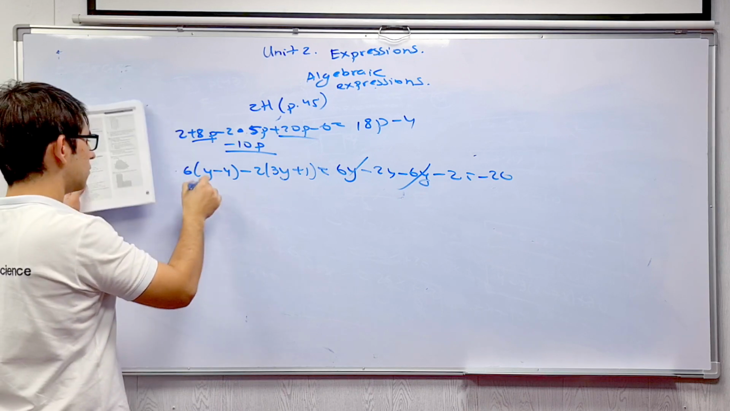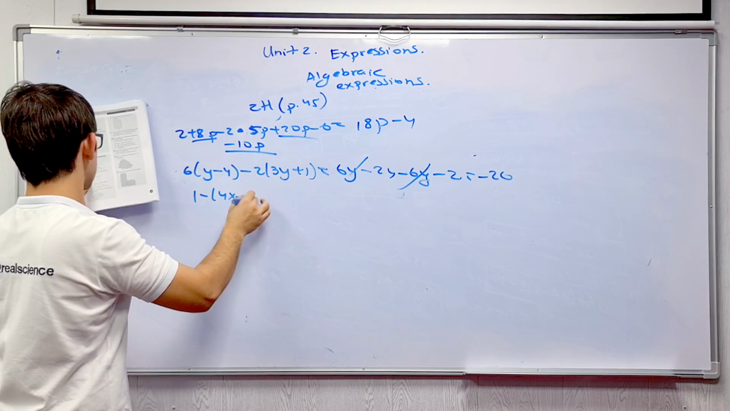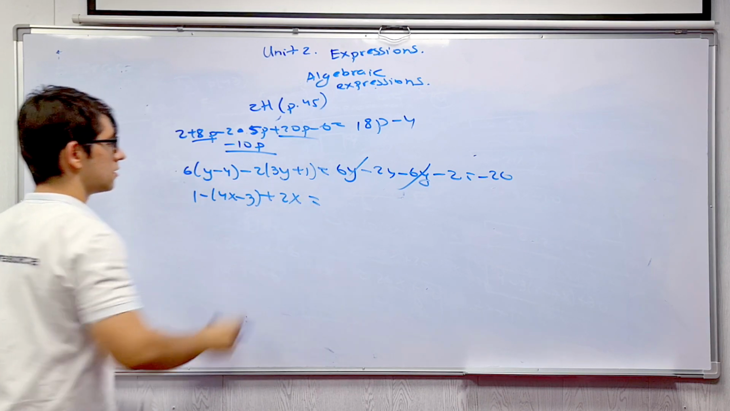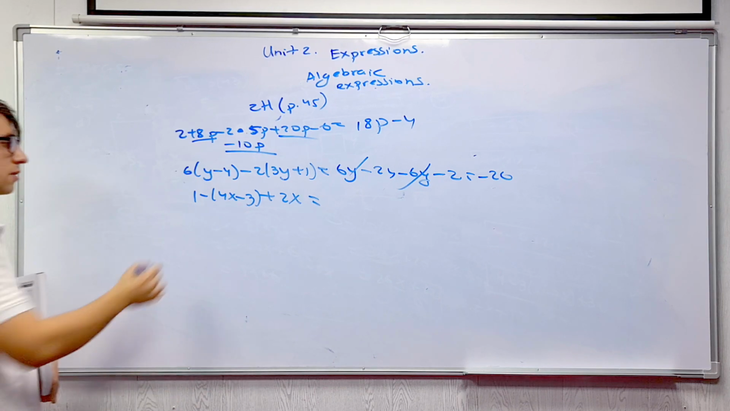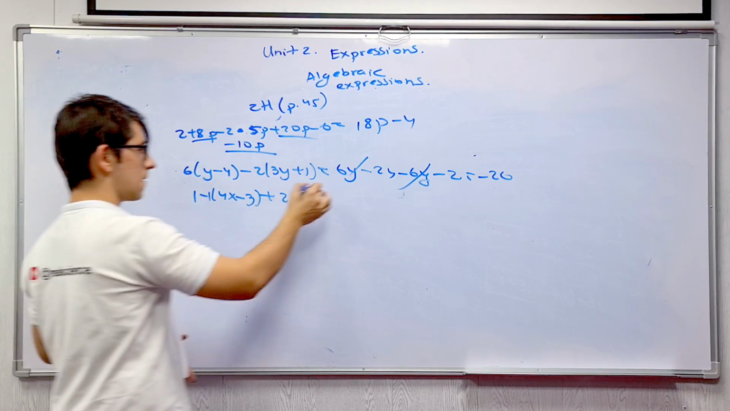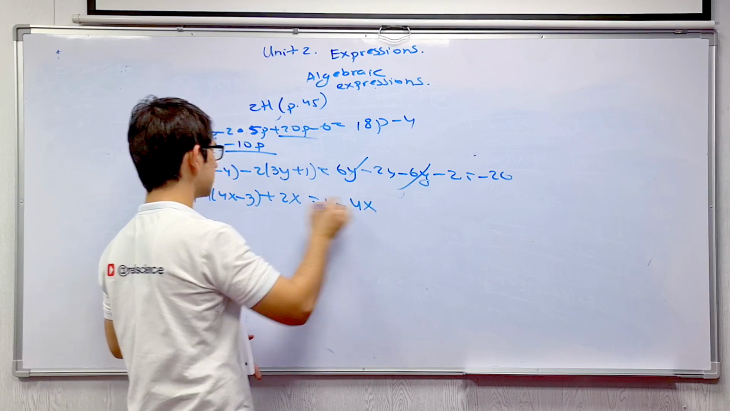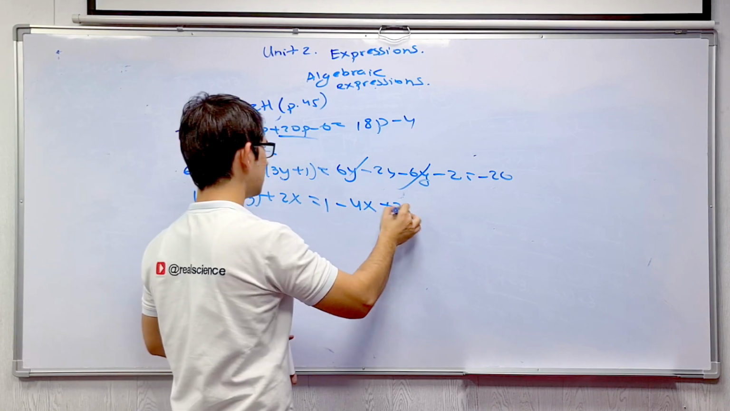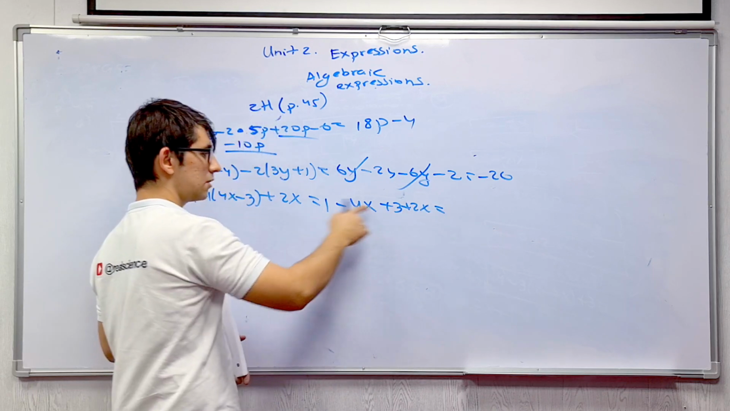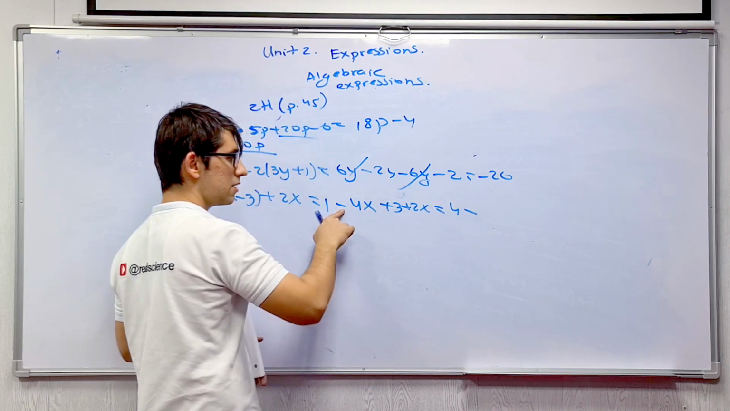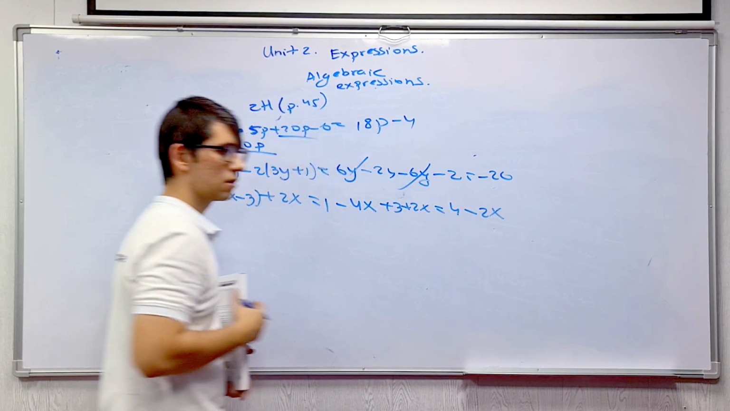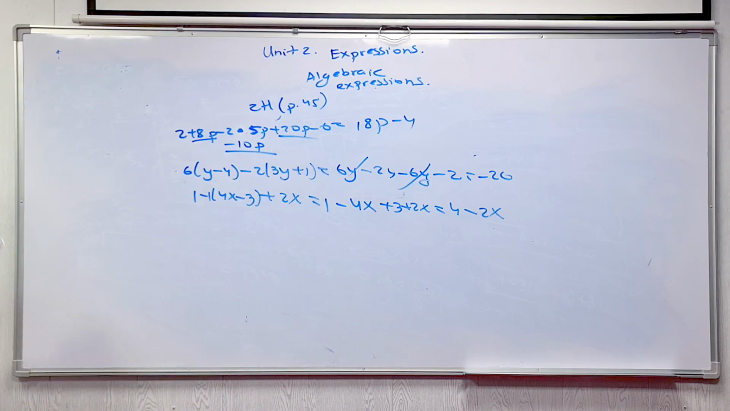Okay. 1 minus 4x minus 3 plus 2x. Open the bracket. Here we have minus 1, right? So we change your signs in your brackets. Minus 4x plus 3 plus 2x, right? 1 plus 3, 4 minus 4 plus 2 minus 2. No questions, right?